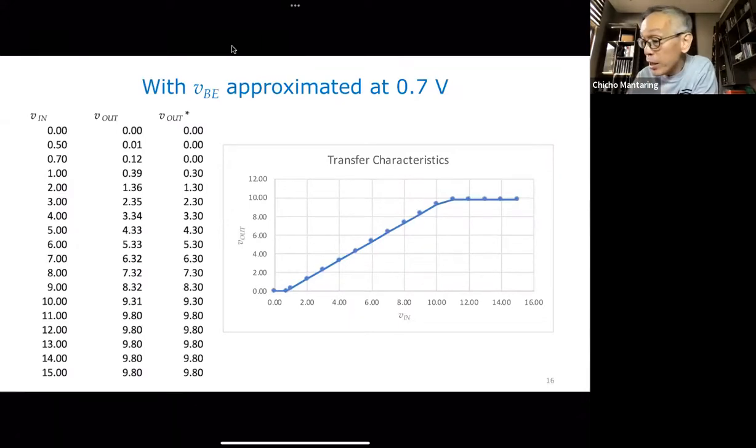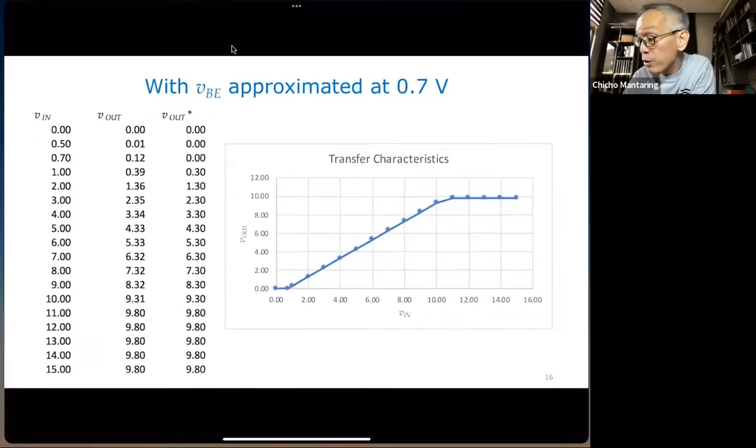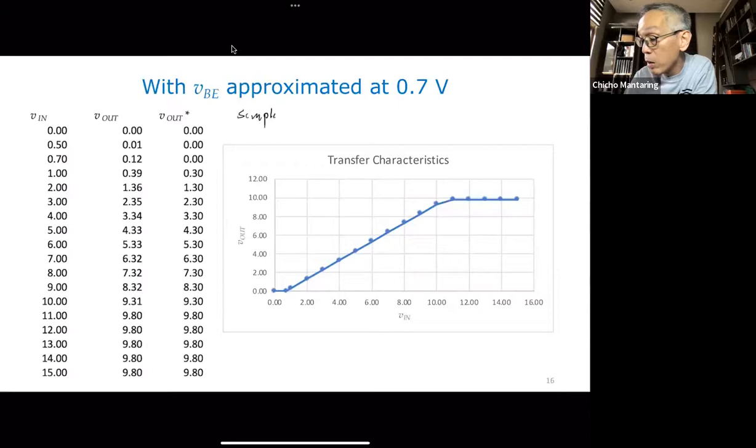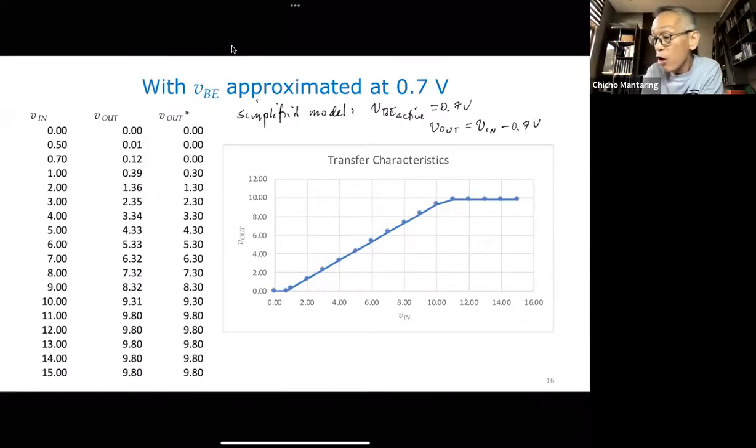Now this is the output if I had used the simplified model. So VBE active is just equal to 0.7 volts, and therefore V out will just be V in minus 0.7 volts. So whatever the value of my V in is when it is active, my V out is just that value minus 0.7. And if you take a look at the values, they're actually very close to each other.